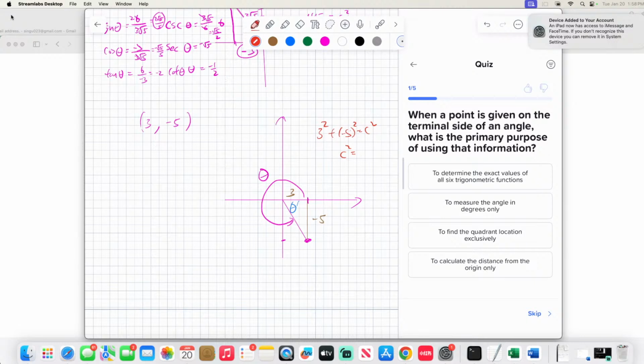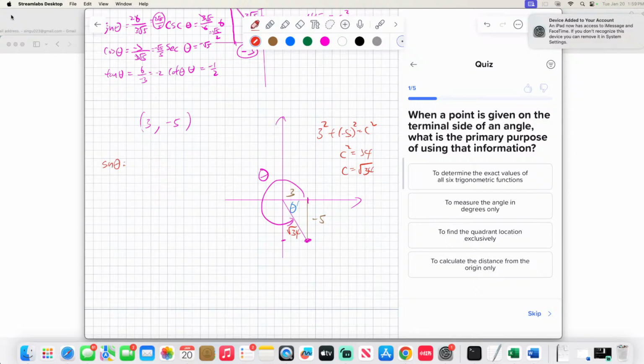Because 3 and 5 are adjacent and opposite, not adjacent and hypotenuse. So therefore, c squared is equal to 34. C is equal to square root of 34. So therefore, this is square root of 34. Remember, hypotenuse is always positive. If you want to write it down, hypotenuse, don't worry about the sign, it's always positive. Now I can figure out what sine of theta is.